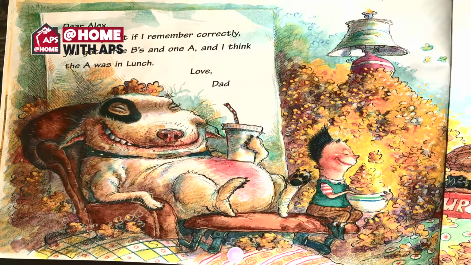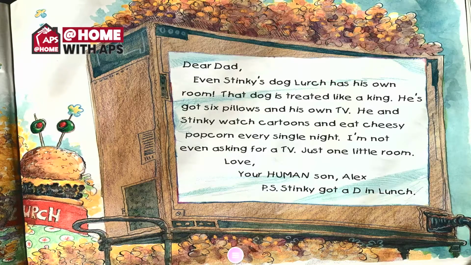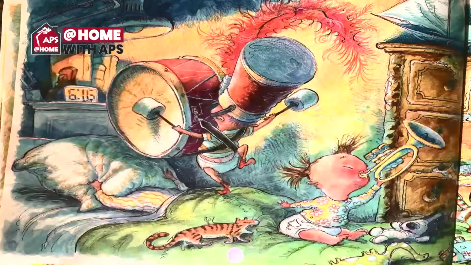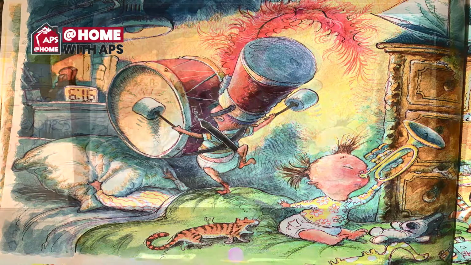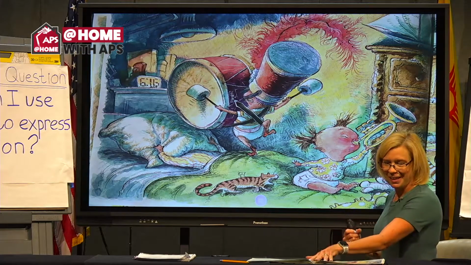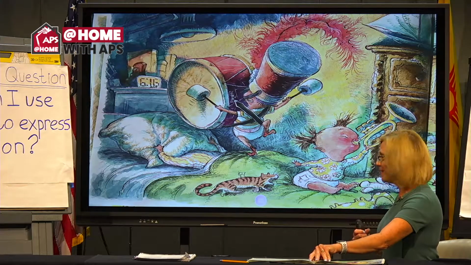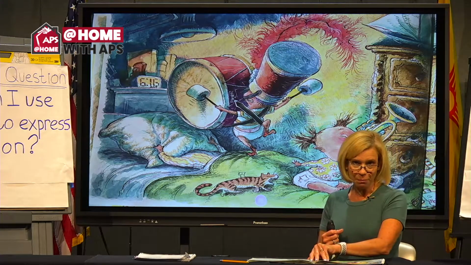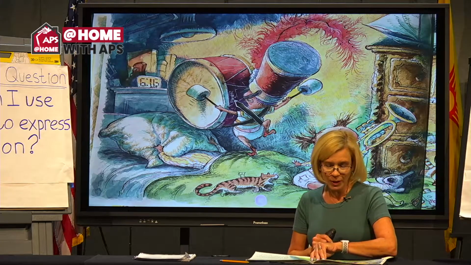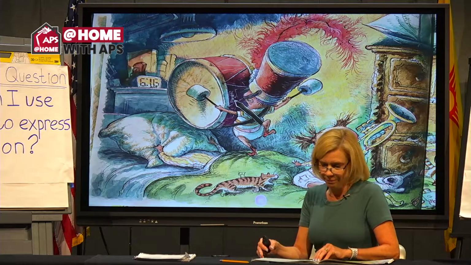So this is a picture of his dog, and that's Stinky, and they're having a gala time eating popcorn in the dog's room. Okay, so now we have a little bit of an exaggeration again, right? We have the brother with the drums, and then the little sister sitting on the bed blowing a trumpet. I think we're having some noise problems for poor Alex.